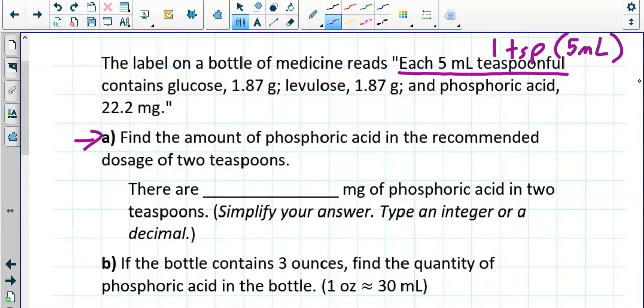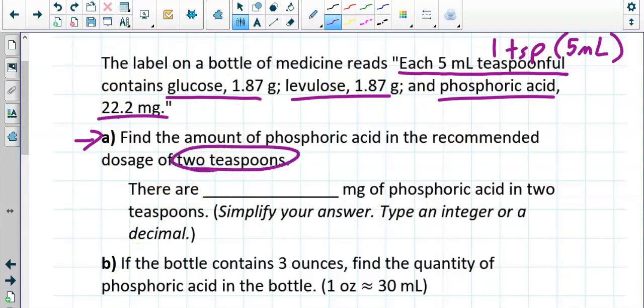So one is the English, which is the teaspoon, and the other one is the metric. Both of them, 5 milliliters and 1 teaspoon, are the same. And then it's giving you some information about that teaspoon, that we have glucose, and we have that one, and phosphoric acid. So the first question is, what's going to happen if we have 2 teaspoons? In other words, we double it.